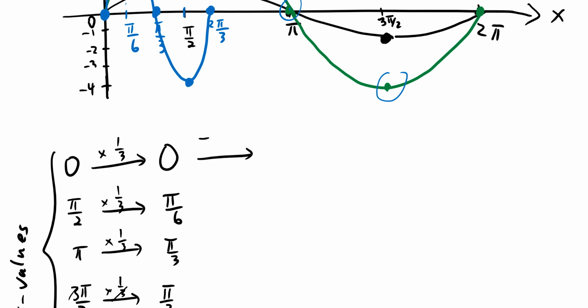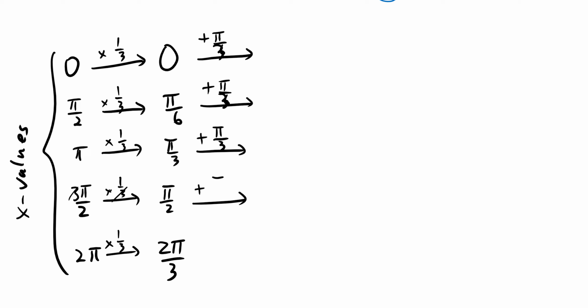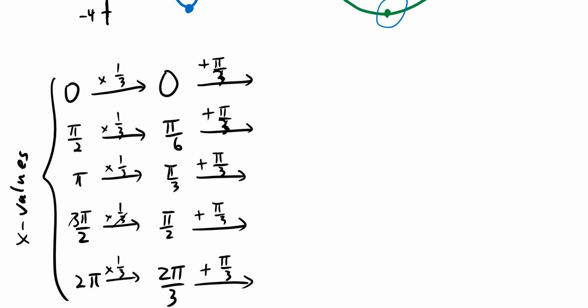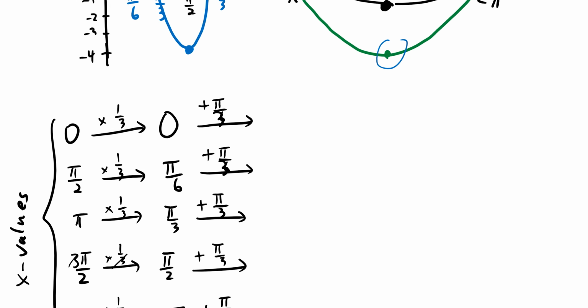So that means I'm adding pi over 3 to each x value. The y values stay the same. I'm adding pi over 3 to each one, plus pi over 3, plus pi over 3. So pi over 3 to the right side. So what we get, the 0 becomes pi over 3.